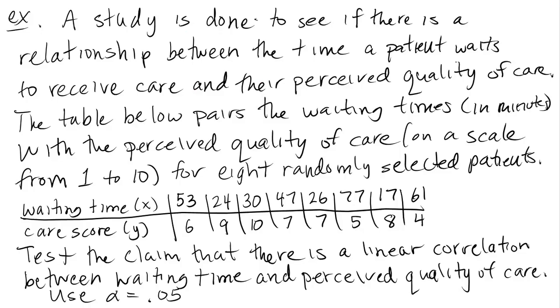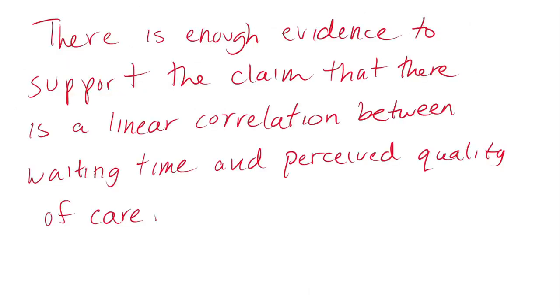What was the claim? That there is a linear correlation between waiting time and perceived quality of care. So we're saying that there seems to be some sort of relationship between how long a patient waits and their perception of the medical care that they received. Furthermore, we're saying that that relationship is linear, that there's a linear model here. What is that linear model?